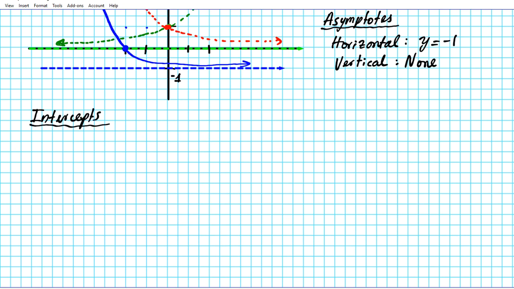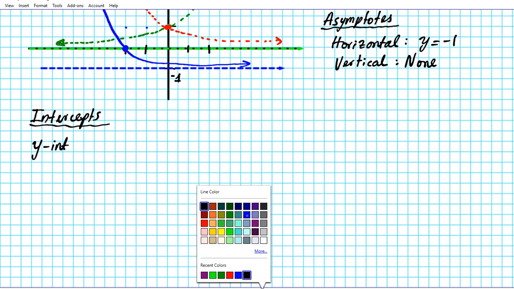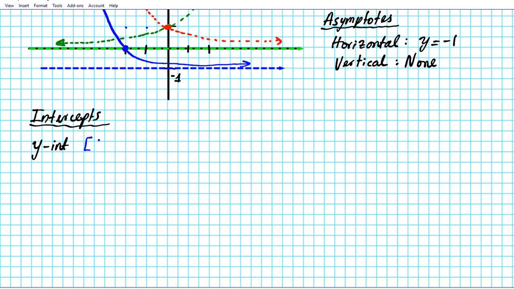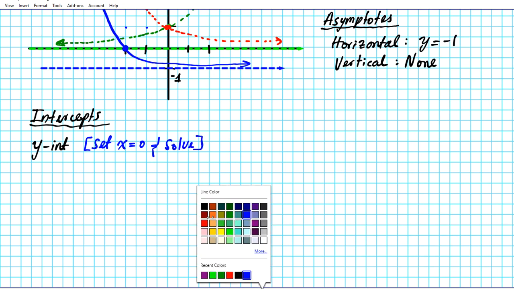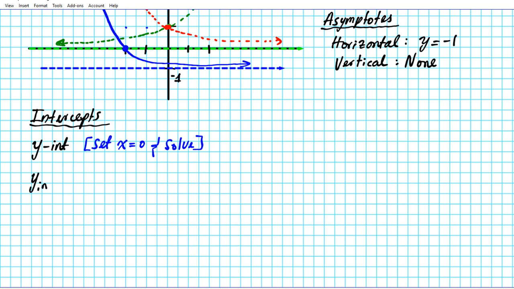Alright, we'll start with the y-intercept. If you want to look for the y-intercept, you set x to 0 and solve the resulting equation. Okay, so let's go ahead and do that. Let's write down the original function. The original function is y equals 3 raised to the negative quantity x plus 2, minus 1.